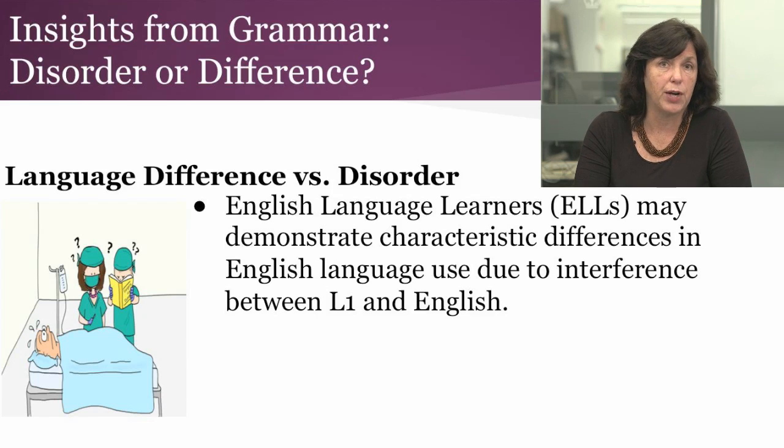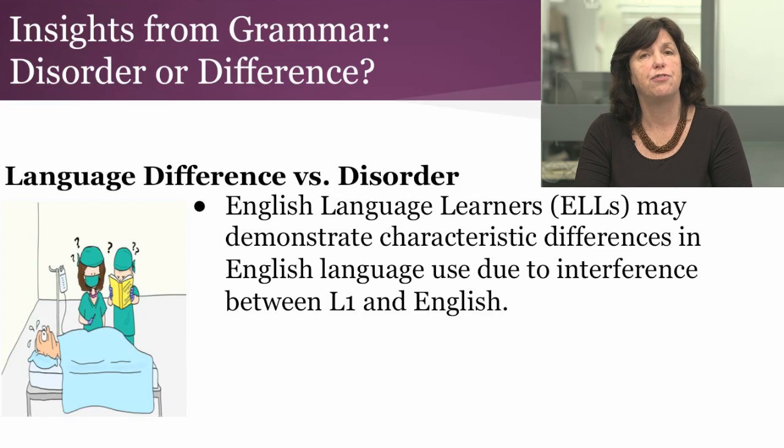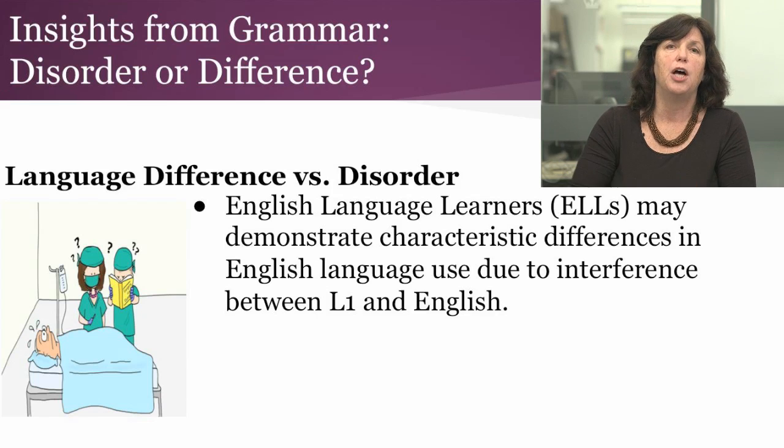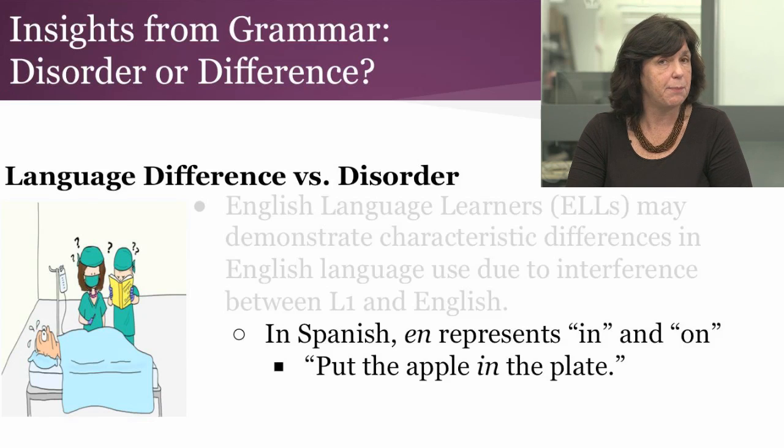English language learners, or ELLs, may demonstrate characteristic differences in their use of the English language due to interference, or really transfer, between their first language, or L1, and English. So for example, a Spanish-speaking child who is learning English might say something like, "Put the apple in the plate," instead of "put the apple on the plate." This is because the Spanish language demonstrates different prepositional forms than Standard American English.